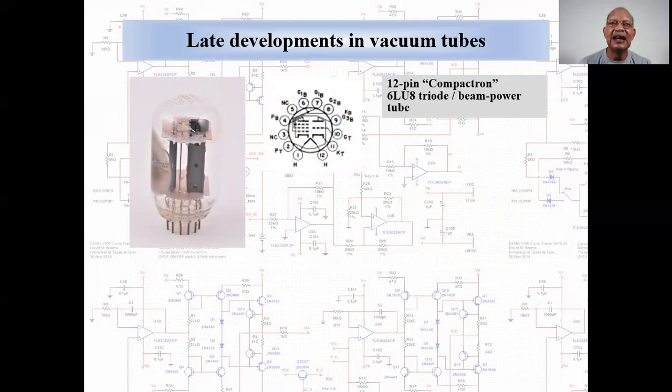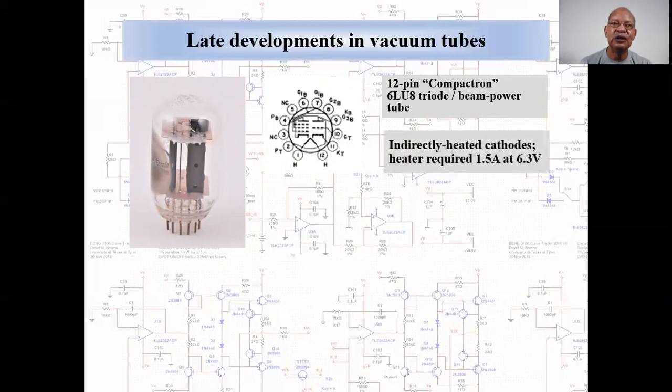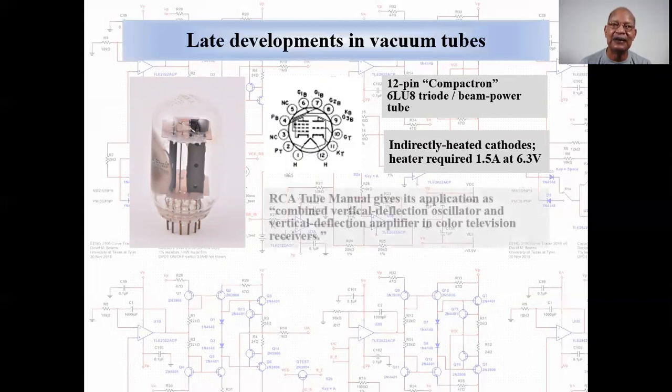This is a 6LU8, which included a triode and a beam power tube in one envelope. The 6LU8 required almost 9.5 watts to heat its cathodes. The 6LU8 was intended for use in color TV applications.